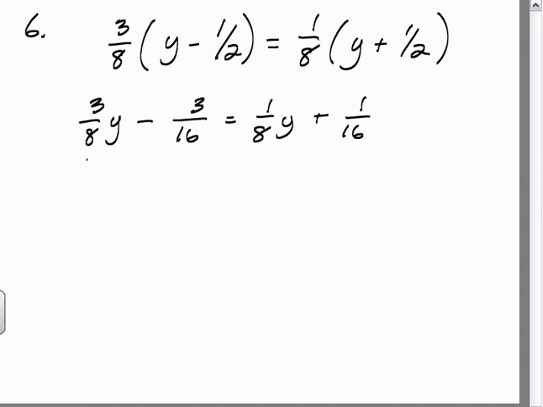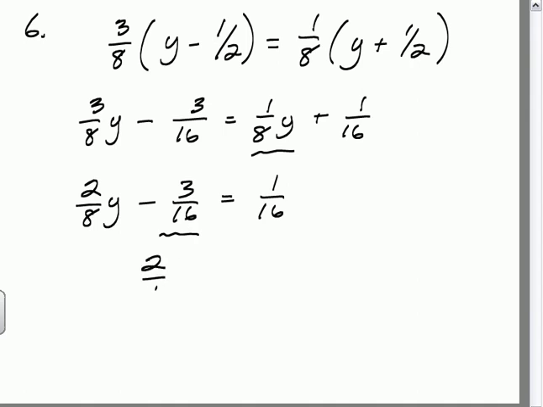Okay. Subtract 1/8y from both sides. I want to get rid of this guy, so I'm going to subtract him from both sides. The result of that would be 2/8y minus 3/16 equals, that went away because I subtracted it, 1/16. Now to get all of the numbers on the other side, I'm going to add 3/16 to both sides. The result of that will be 2/8y equals 4/16.